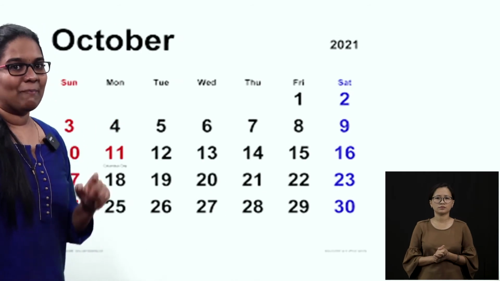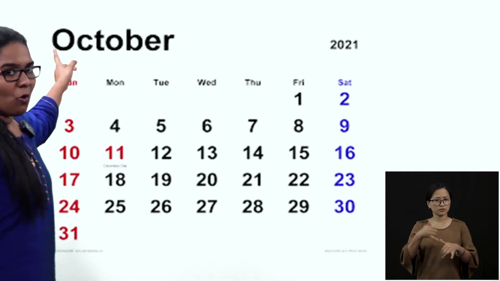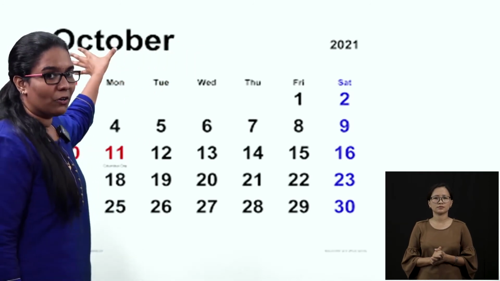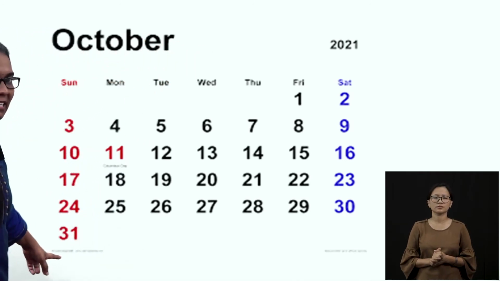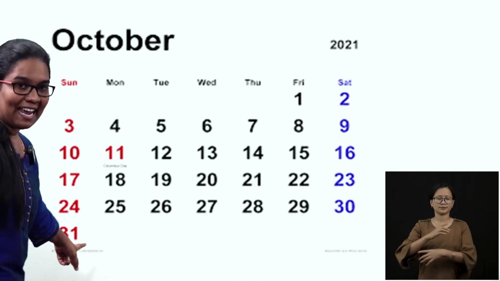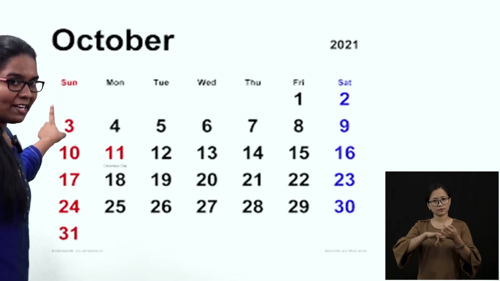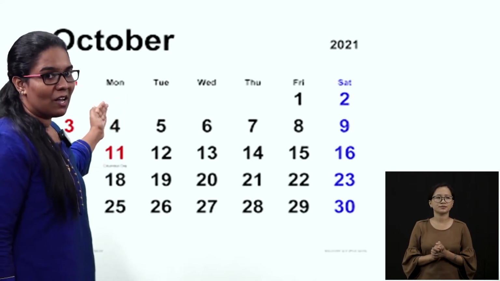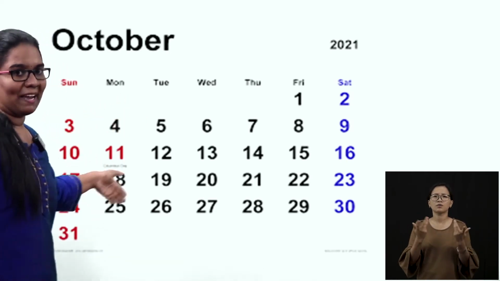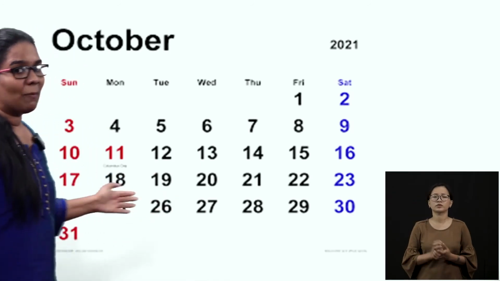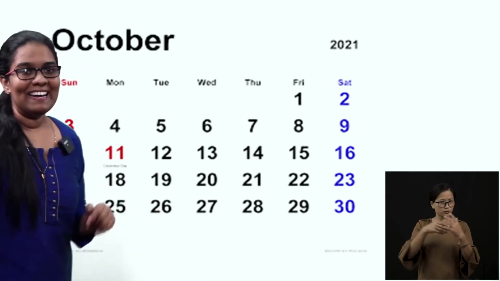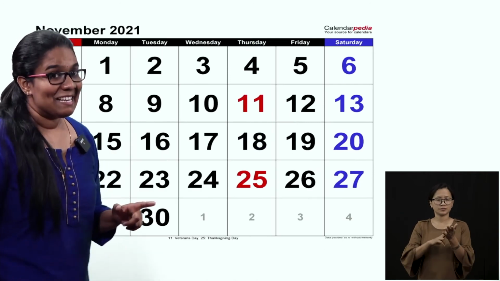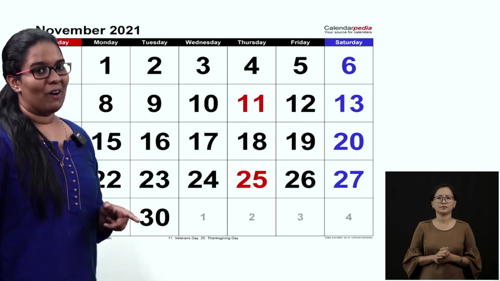Then, this is the month of October. 2021 October. This has 31 days. How many Sundays? 1, 2, 3, 4, 5 Sundays. How many Mondays? 1, 2, 3, 4. 4 Mondays. Total how many days? 31 days. Okay. Then, this is the month of November 2021.